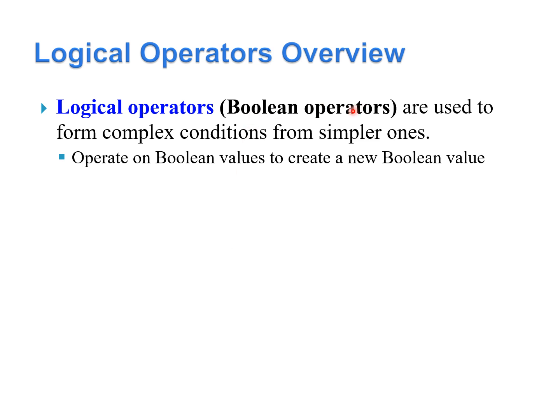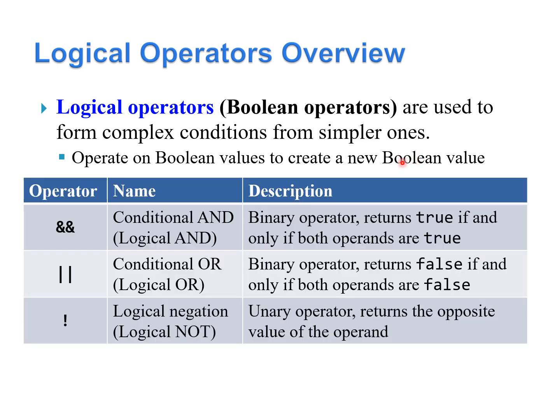These operators operate on Boolean values to create a new Boolean value. Recall that there are only two Boolean values, true and false. Here is the list of common logical operators. The first one, which is denoted by two ampersands, is the conditional AND operator, which is also called the logical AND operator. It is a binary operator and returns true if and only if both of its operands are true.